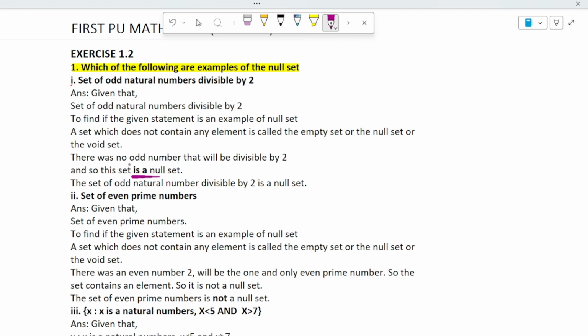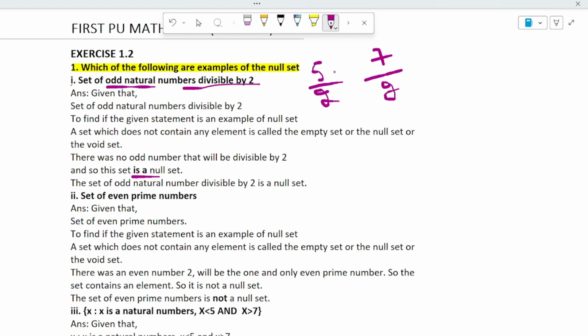I hope you understood this question. Let me say again. They have asked set of odd natural numbers divisible by 2. Divisible by 2 means it should be divisible by 2. Let's see another example. We saw 1 and 3. We will see 5 and 7, something like that.